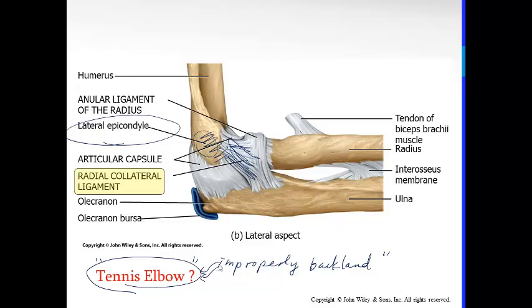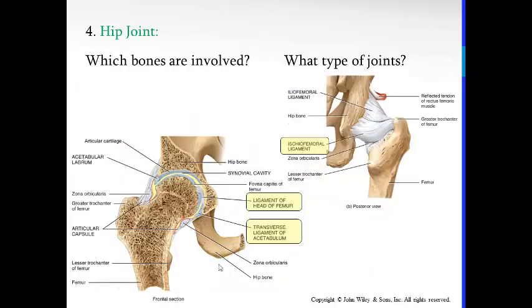Yeah. Now our hip joint. Which bones are involved here? Right, this is the head of your femur that fits into the acetabulum. So here's your acetabulum region, but you also have the acetabular labrum and your synovial cavity in between.